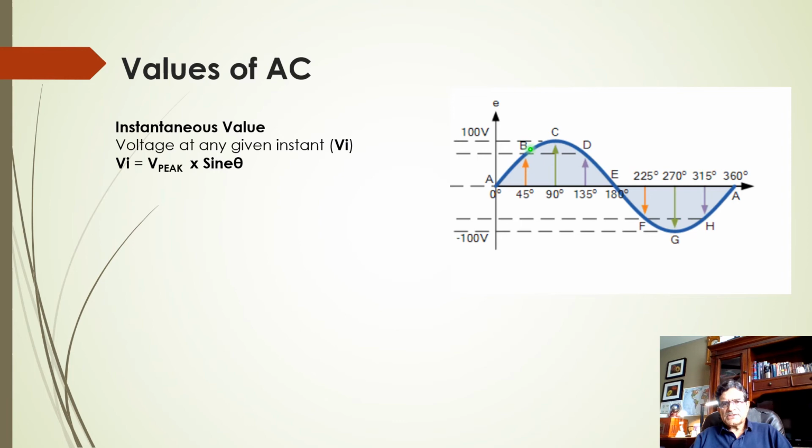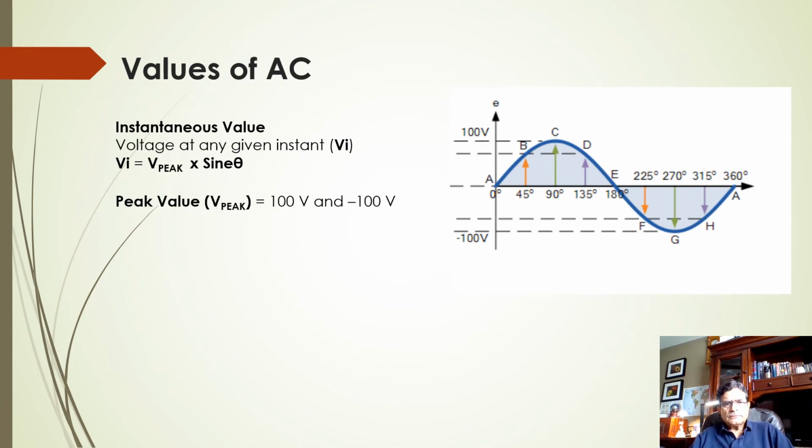Then it increases from 70 to 100, decreases from 100 to 70 here, decreases to 0, reverses to 70 volts here, and increases to 100, and again so on. So if you put the angle here, and this is the instantaneous value, I put 100 here, times sine of 45, sine of 90, sine of 135, you will get the actual values at B, C, D, E, and so on.